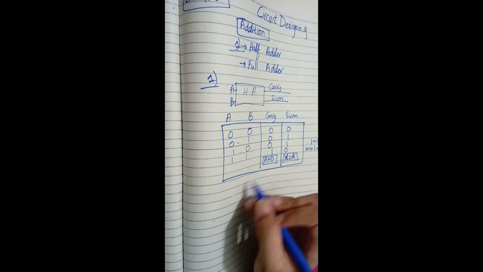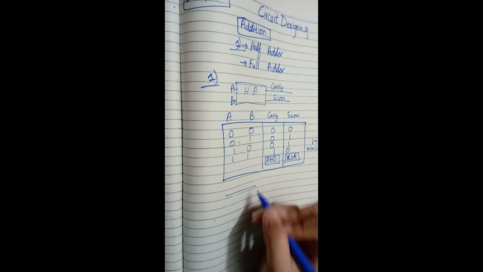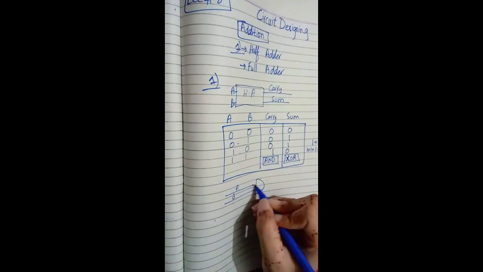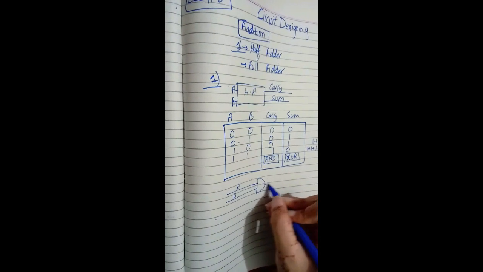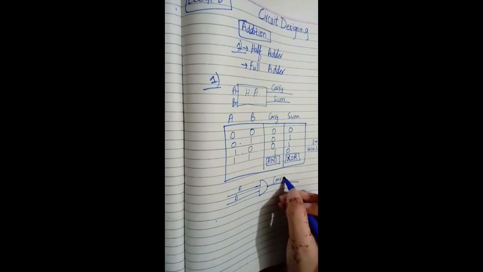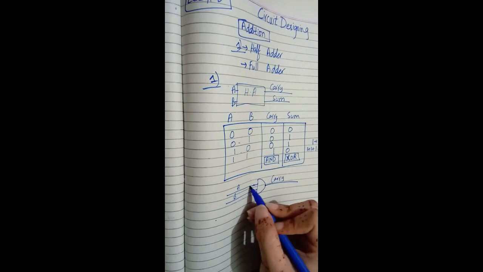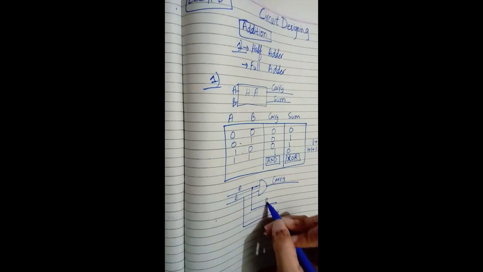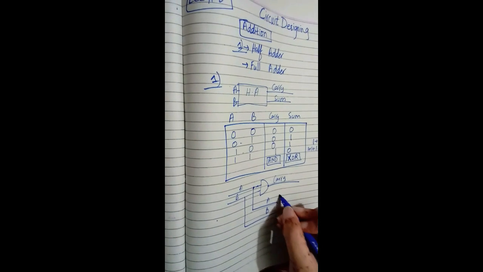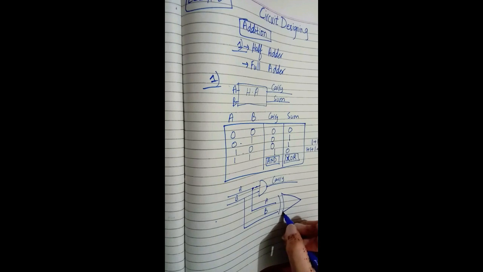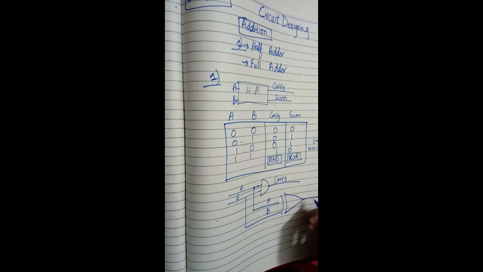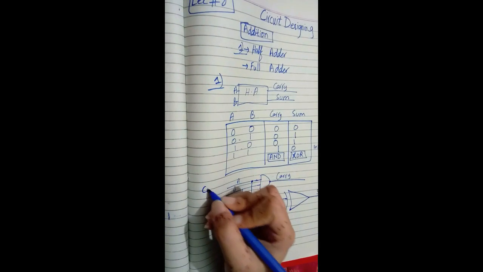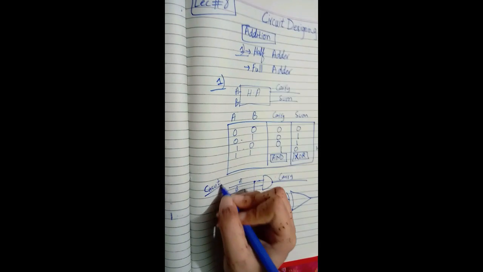So we will draw the AND gate with inputs A and B, and this is our carry. We will draw the circuit with A, B. Now we will draw the XOR gate, and this is our sum. This is how we draw the circuit diagram of half adder.